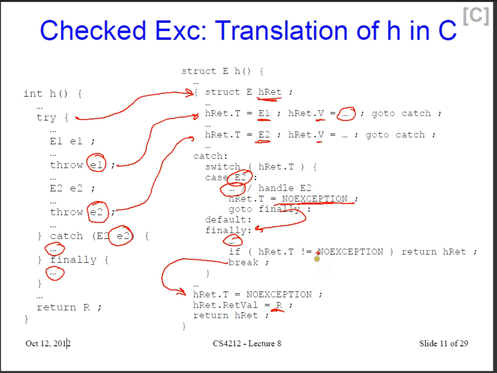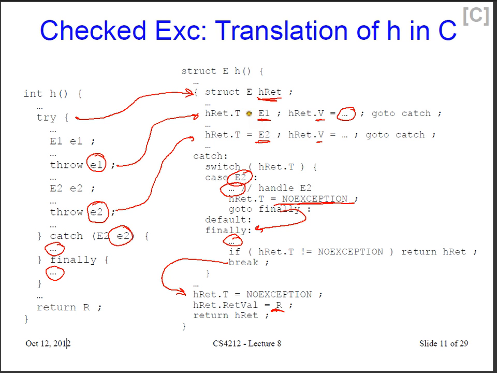Okay? So if the exception that was thrown was E2, which can be handled here, we would have signaled through this assignment that the exception has been handled. So there's no need to rethrow. There's no need to rethrow. This will rethrow the exception.